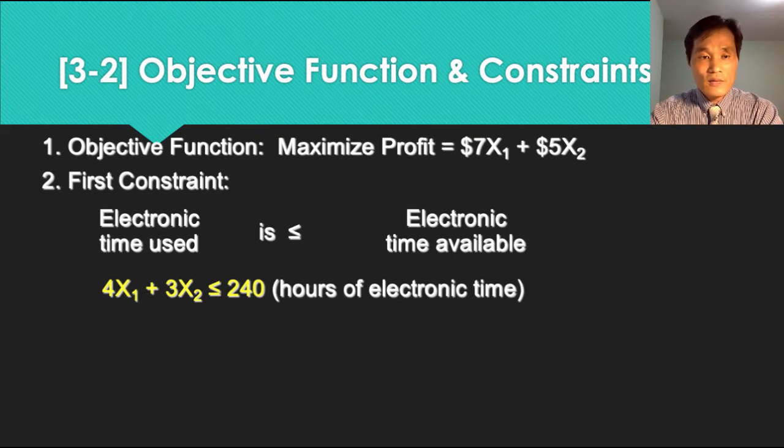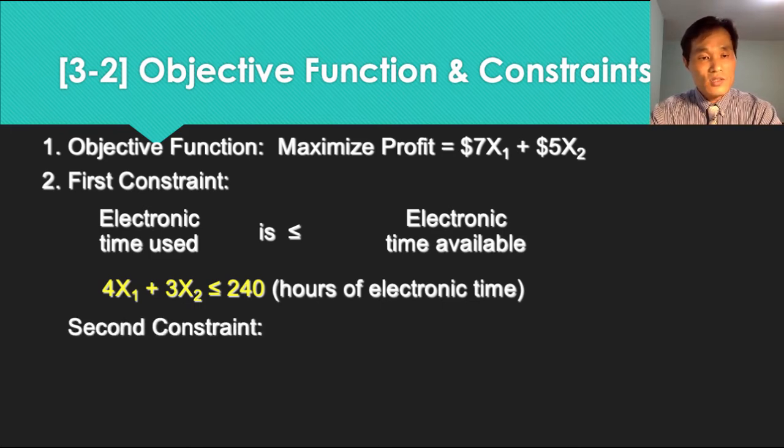Electronic time, from the previous information, we found that it takes 4 electric hours to produce x1 and 3 electric hours for x2. And the total electronic hours that we have is 240 hours. So the first constraint, electric time constraint, is set up like this: 4x1 plus 3x2 has to be less than or equal to 240.